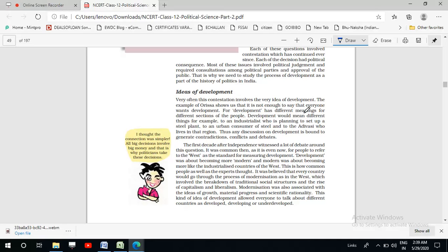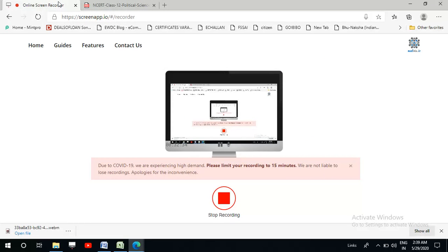So these are the different ideas of development, and it means different things for different people. Okay. Now we will discuss the model of development which was adopted by India after getting independence, and this will be discussed in the next class.